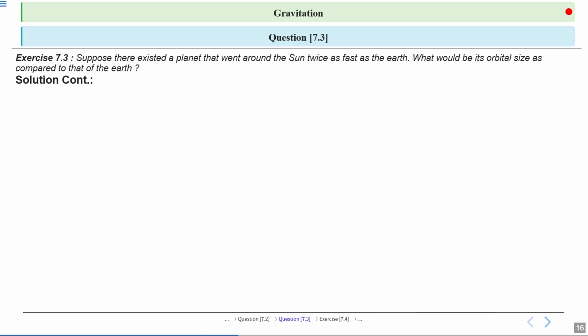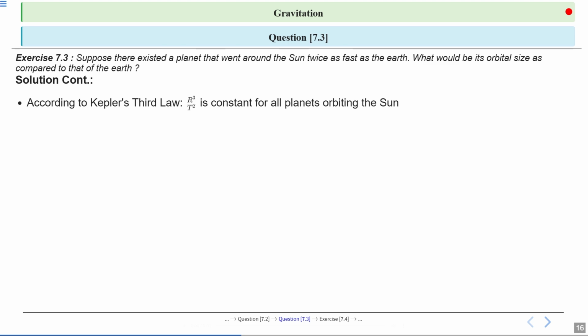Now according to Kepler's third law, which states that the ratio of the cube of the radius of a planet's orbit, R³, to the square of its orbital period, T², is constant for all planets orbiting the sun. Therefore, Re³/Te² = Rp³/Tp². So substituting the known values, Re³/1² = Rp³/(1/2)².